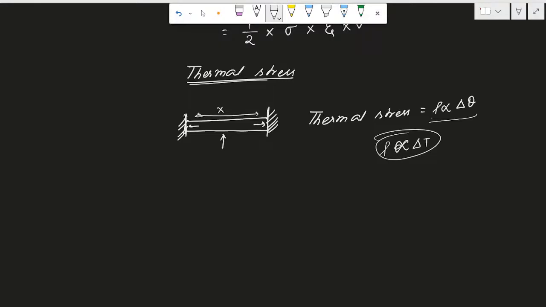Now in terms of bulk modulus also we have it, and in terms of Young modulus we have it. We can write the thermal stress in the linear expansion case as Y alpha delta T. It is for linear expansion.